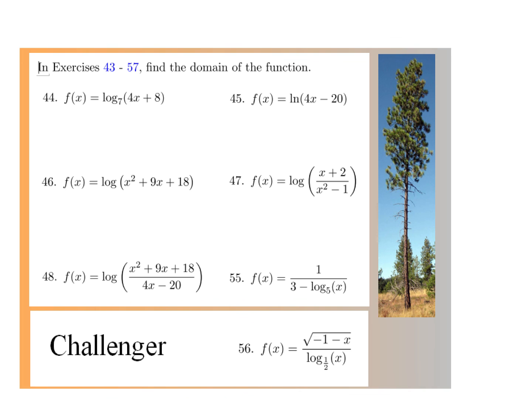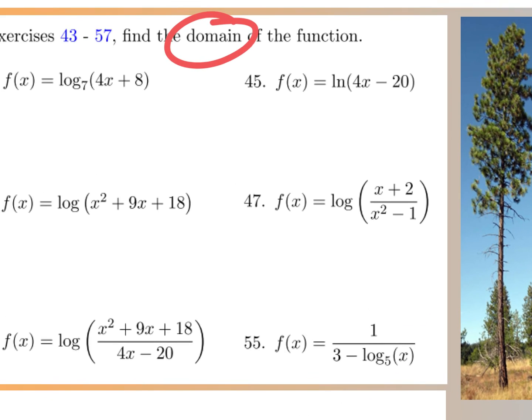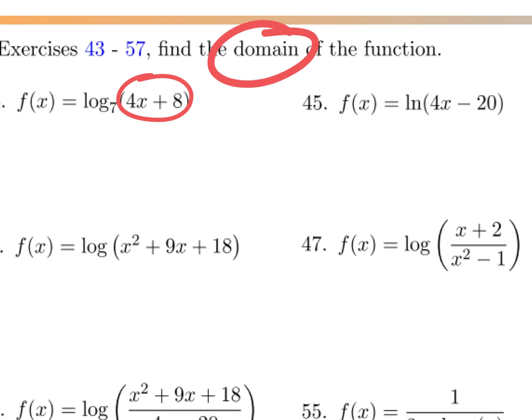Now this page, domain. Do you remember me saying that this part right here had to stay positive? So this is super quick. You just go 4x plus 8 needs to stay positive. How do I write that in math? Needs to stay positive. Greater than 0, and then you solve it.